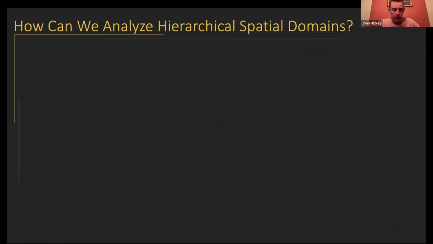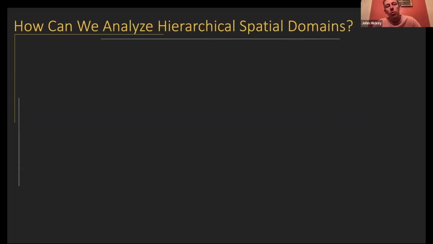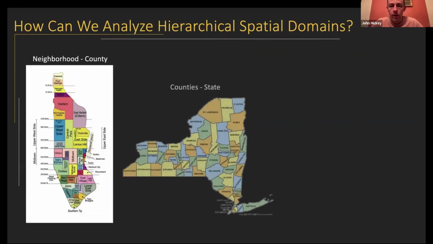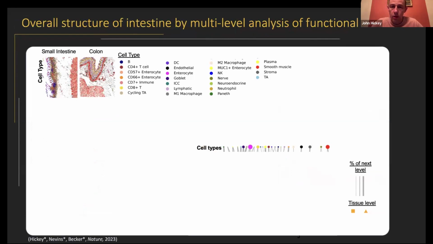We can identify these different neighborhoods, but how can we analyze across many domains? You can think about this vasculature is very different from this vasculature, that's very different from this vasculature. Kind of like what I mentioned before, we already have a sense for this geographically. You can think about neighborhoods within a county, and then counties that make up a state, and many states that make up a country.